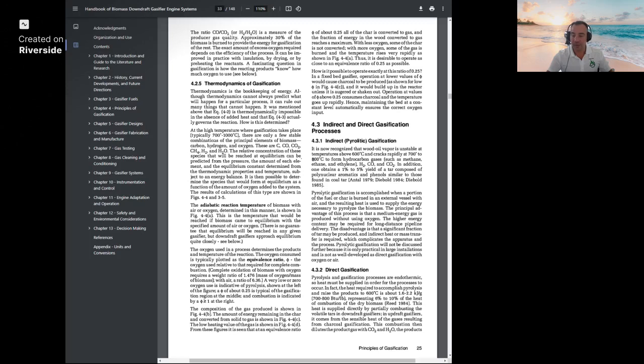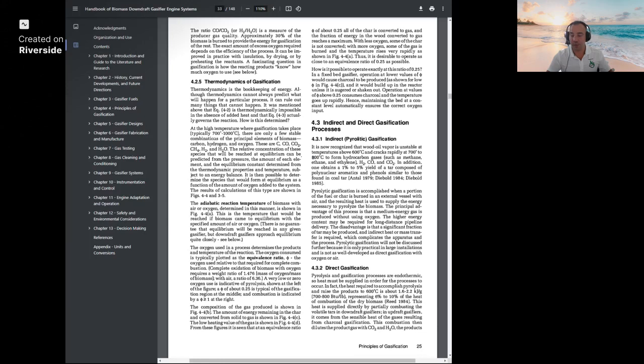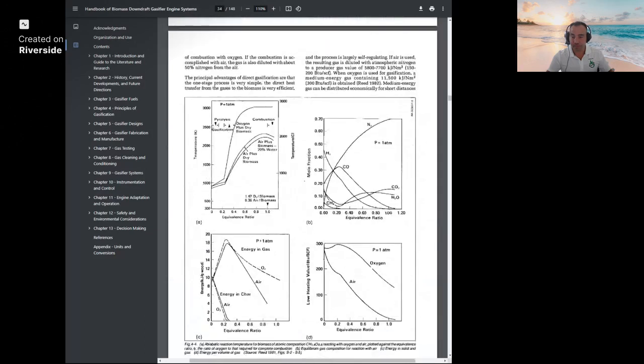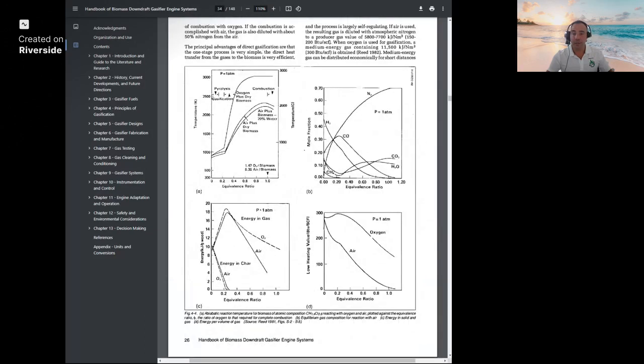This combustion then dilutes the product gas with carbon dioxide and water, the products of combustion with oxygen. If the combustion is accomplished with air, the gas is also diluted with about 50% nitrogen from the air. The principal advantages of direct gasification are that the one-stage process is very simple, the direct heat transfer from the gases to the biomass is very efficient, and the process is largely self-regulating.